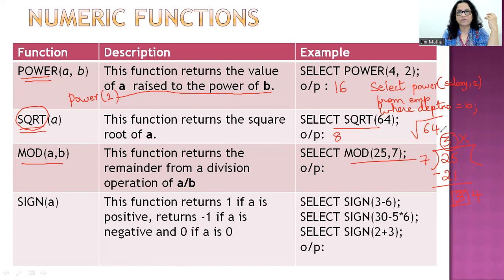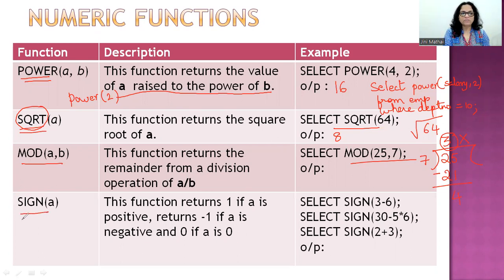This is not what it is giving me. But what is it giving me? It is giving me the remainder of the division operation, which is nothing but 4. Again, like the power function, the mod function also needs 2 values in the parenthesis. Okay, because you cannot just say the dividend. You need the dividend and the divisor to perform a division operation.